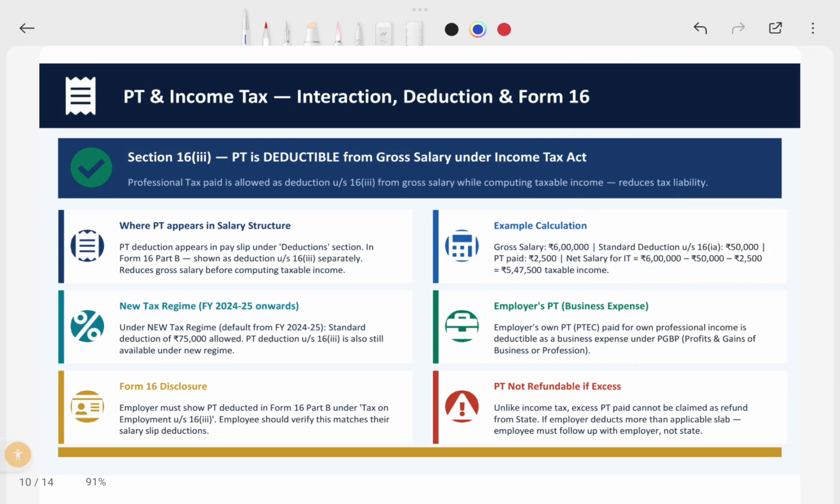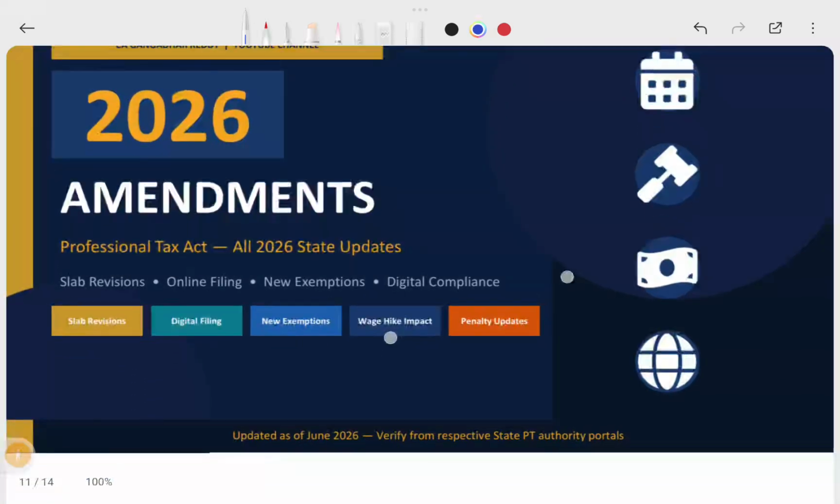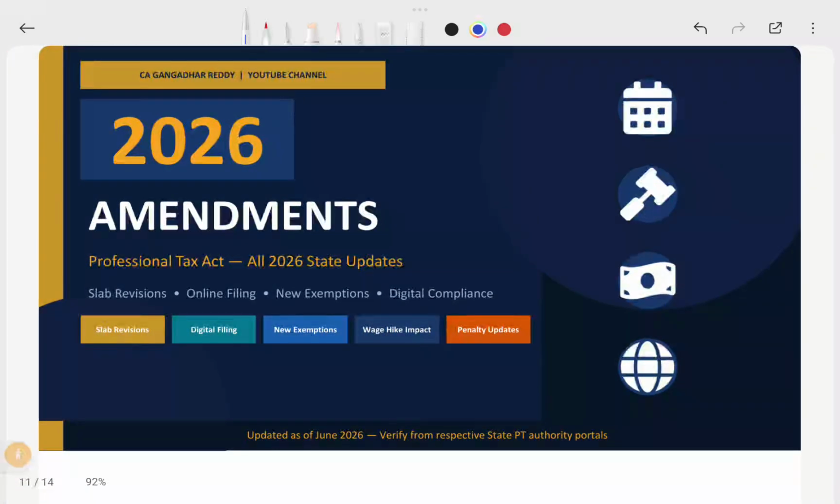Employer's PT expenses: employers who are paying for the PT enrollment certificate for their applicability will deduct this as a professional expense, a deductible business expense under profits and gains or losses. Also, PT is not refundable. If you paid any excess PT, it will not be refunded from the state authorities. So I hope you understand this.